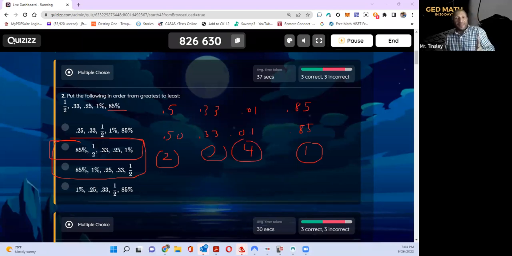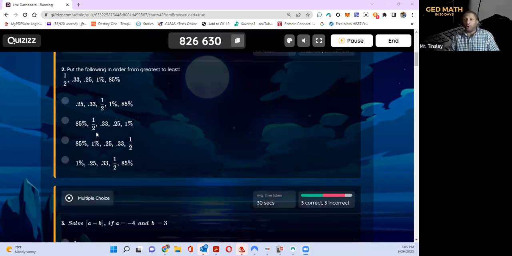But if the mental math tells you 85% is the biggest, let me eliminate some of these multiple choice answers right away. So I eliminated 2. Now, the next one in line is either 1/2 or 1%. You know 1/2 is 50%. You know that second option is the correct answer. Again, without having to go through all of them.